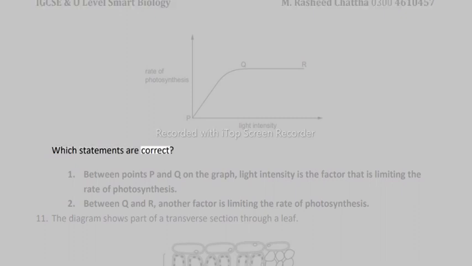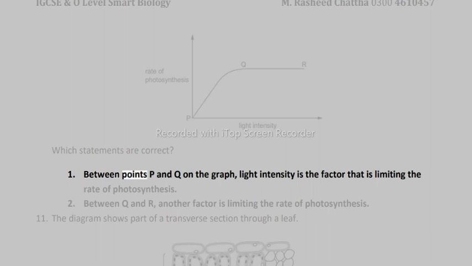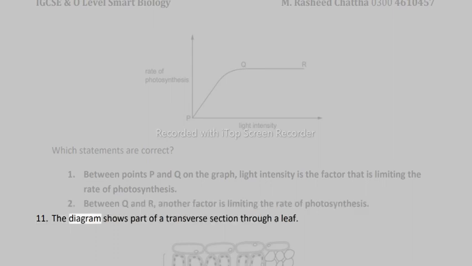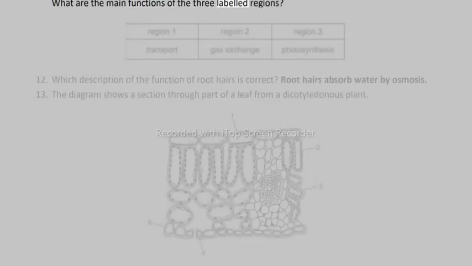Which statements are correct? 1. Between points P and Q on the graph, light intensity is the factor that is limiting the rate of photosynthesis. 2. Between Q and R, another factor is limiting the rate of photosynthesis. 11. The diagram shows part of a transverse section through a leaf. What are the main functions of the three labeled regions?